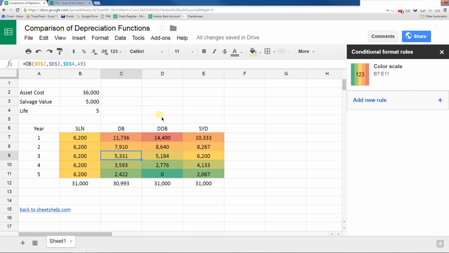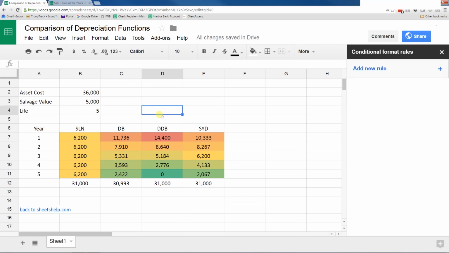So hopefully that gives you a nice overview. You can see which one you might want to use and how to easily use it.